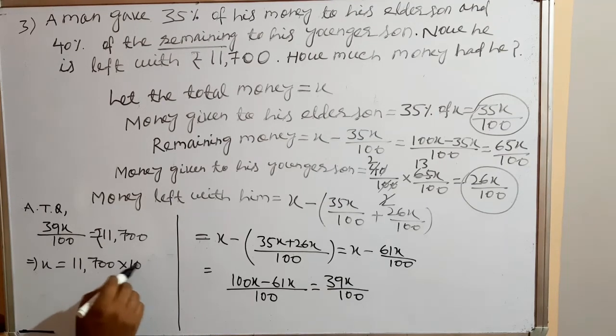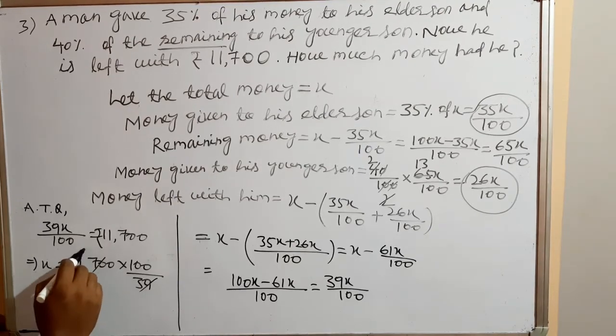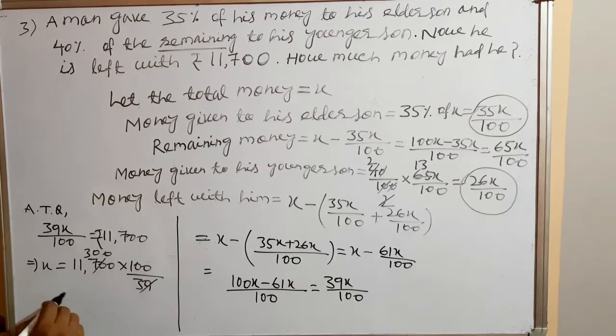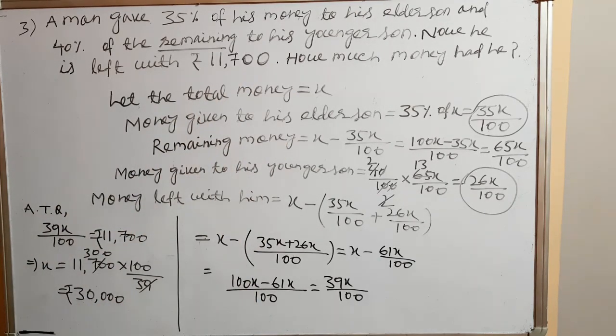So x is equal to 11,700 into 100 by 39. Cancel with 3, 300. So 300 into 100, it will be 30,000 rupees. So X, what we have taken? The total money. So how much money had he? Means in the beginning the total money is how much? So X, you got 30,000 rupees.